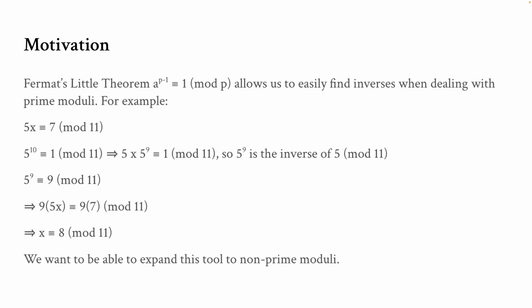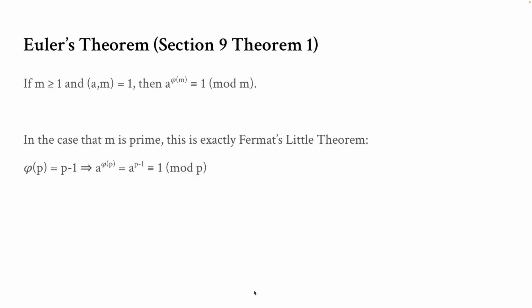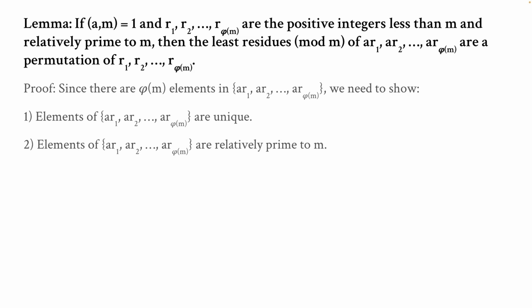So we've seen the obvious utility of Fermat's little theorem, but we want to expand that to non-prime moduli. This brings us to Euler's theorem, section 9, theorem 1 in the textbook, that states for an integer m greater than or equal to 1 and an integer a that is coprime to m, then a^φ(m) is congruent to 1 mod m. And we can see that this is a generalization of Fermat's little theorem because in the case that our modulus is prime, we have φ(p) is p minus 1. So a^φ(p) is equal to a^(p-1), which is congruent to 1 mod p.